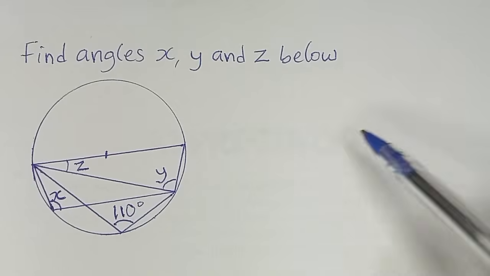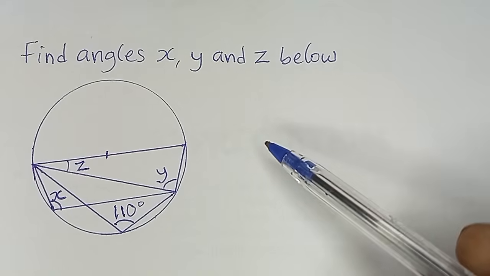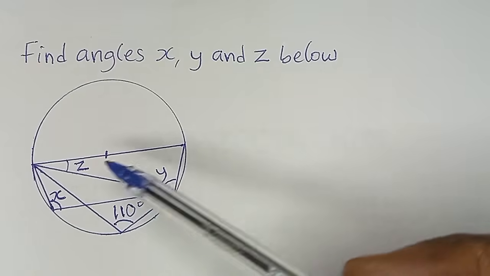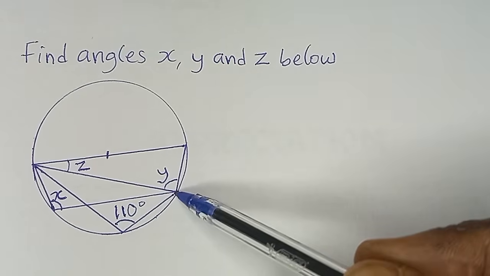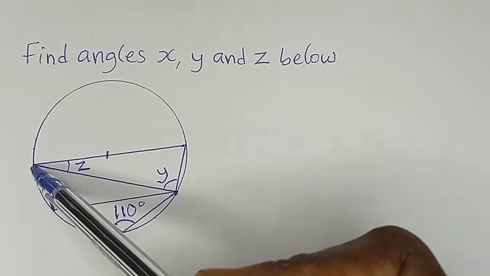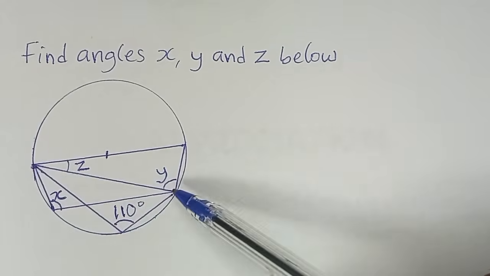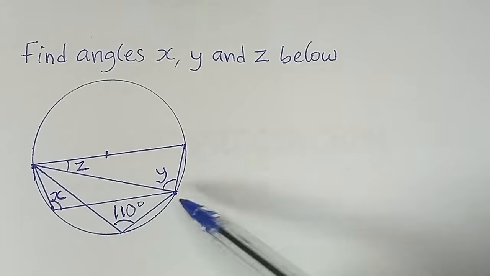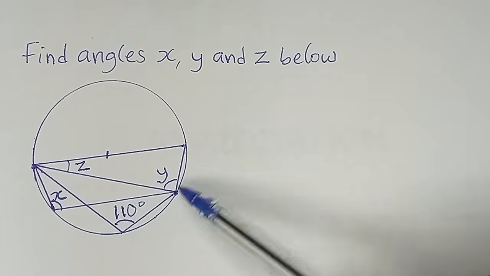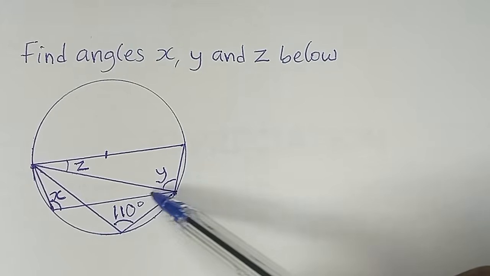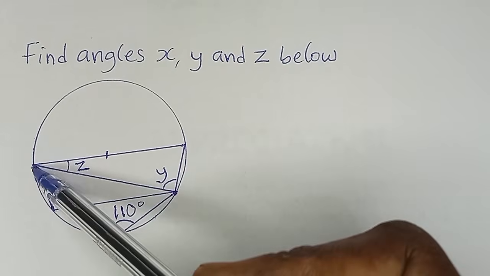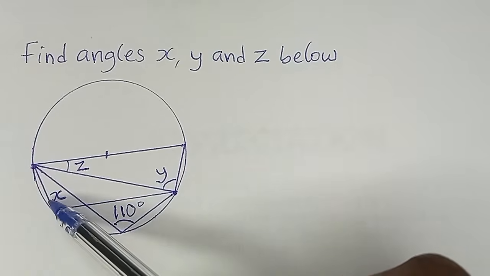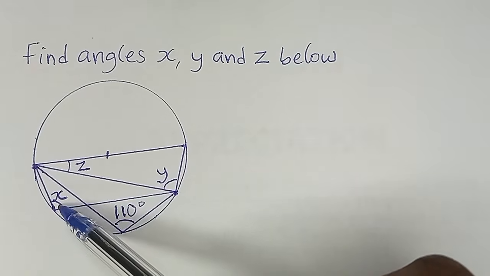The question says we should find angles X, Y, and Z in this circle geometry question. To do this, look at these two points on the circumference of the circle. From these two points, I have this line going to this circumference, and another line going to this circumference to form angle X.